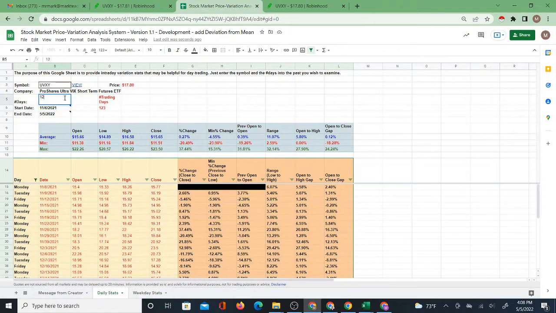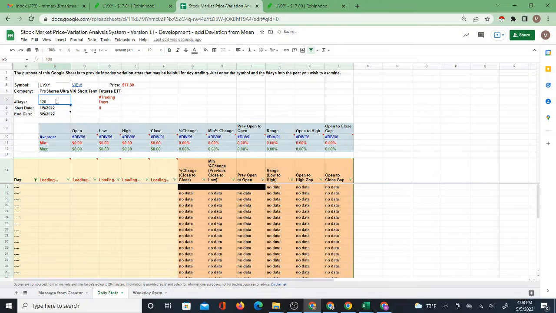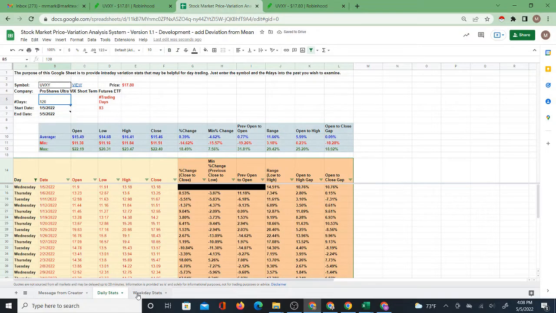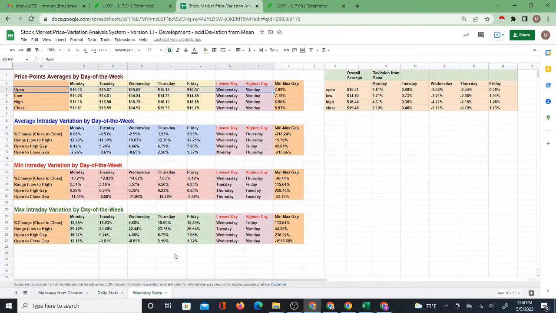Make a mental note and then say, well, let's change this to 120. Just the past 120 days, without that older history, just recent, make it more recent. For the past 120 days, it gives me Wednesday, Monday. So it's like a day off from where it was before. And look how large that gap is. It's 7.09%. But here's the thing.